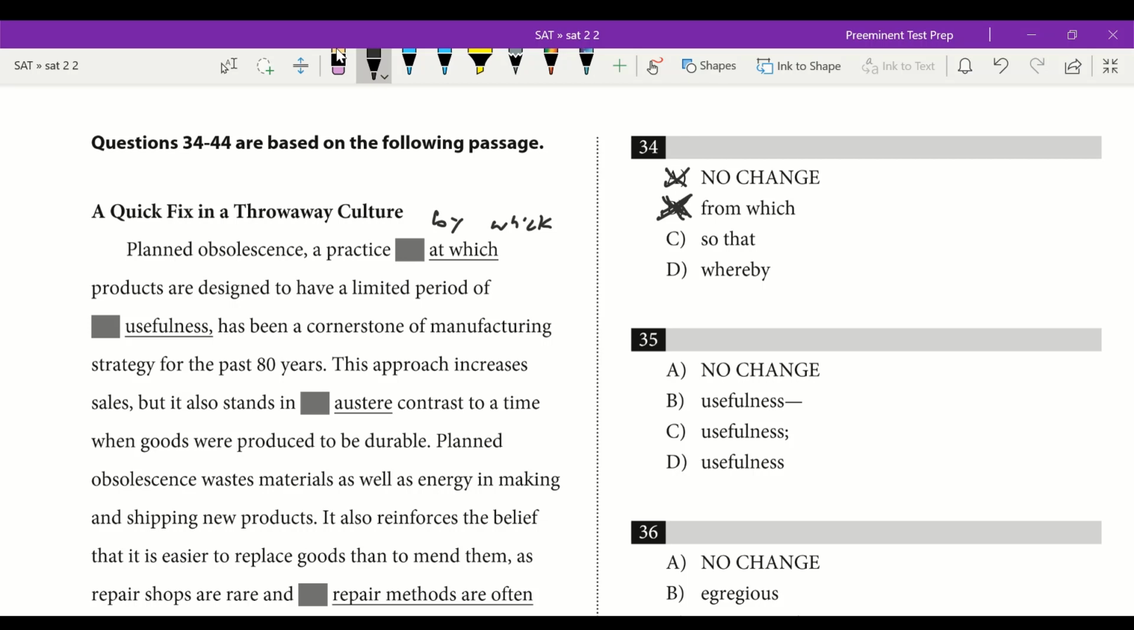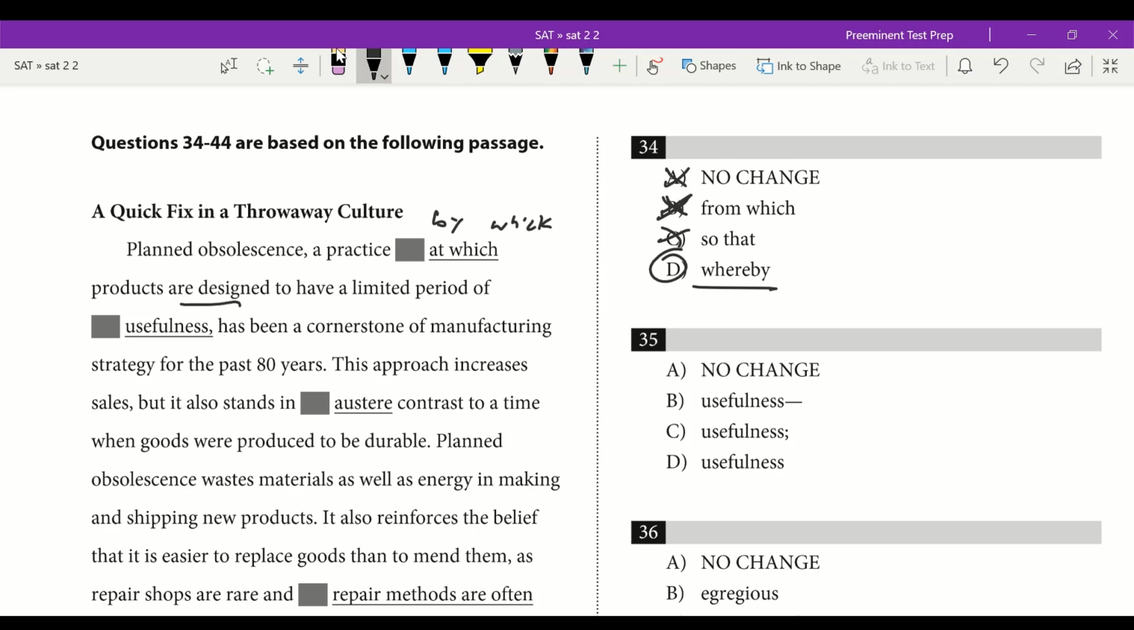It's a practice whereby products are designed, right? It's not a practice so that products are designed. The practice is what is causing the products to be designed that way, right? It's not a practice so that they're designed that way. It's a practice whereby, right? It's in the production of it. Or I'm sorry, I circled so that on accident. I meant to X that out, right? It's a practice whereby products are designed, right? The products are designed in this practice.